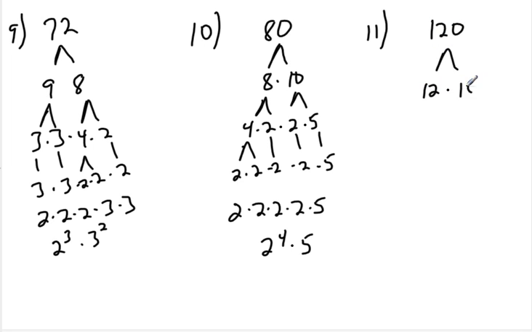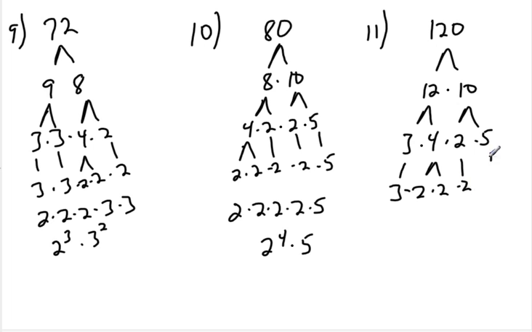For number 11, the number is 120. Let's start like this. Let's see, we get a 4, we get a 2, and a 5. That 4 becomes a 2 and a 2. Alright, now I'm going to double check. So I got, we'll do 15, so the 5 and the 3, 30, 60, 120. So I can write it like this if I want.